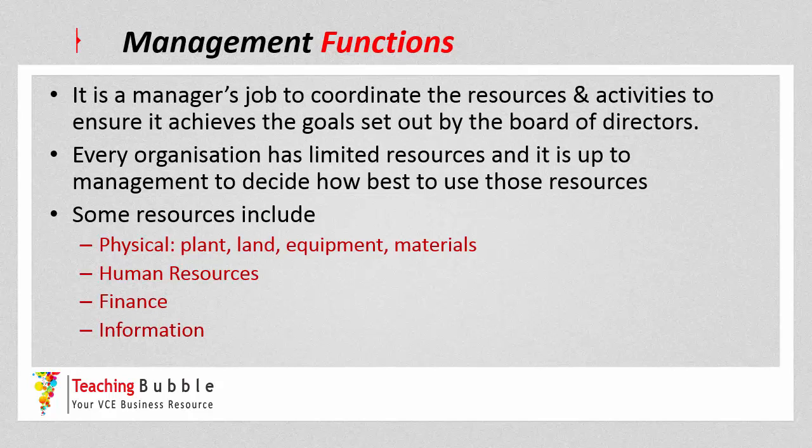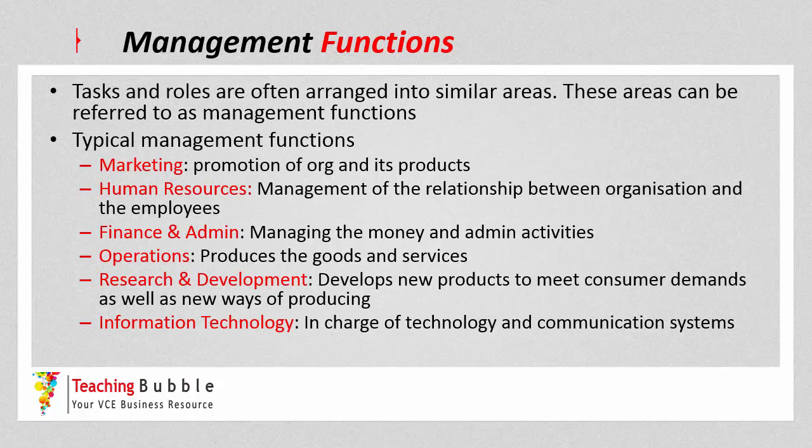Some examples of resources that are available to organisations are: physical, which means land, equipment and materials; human resources, which is the employees; finance, obviously money; and information, which could be information on how to produce a product or any information on their consumers. The different tasks and roles are often arranged into similar areas. It could be that marketing roles are part of a marketing department, or human resource roles are part of a human resource department, and those areas can be referred to as management functions.